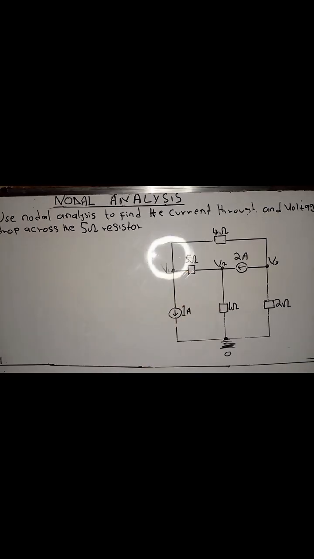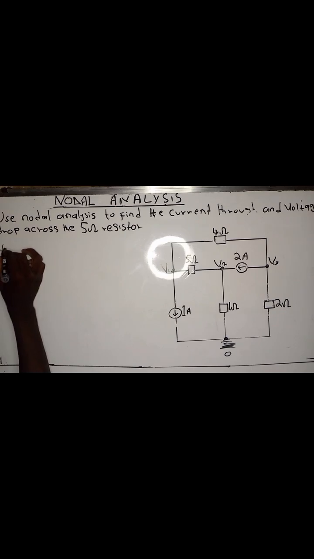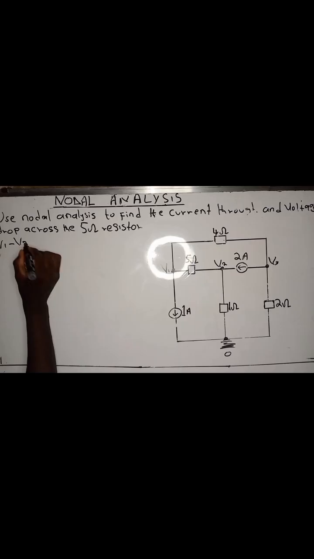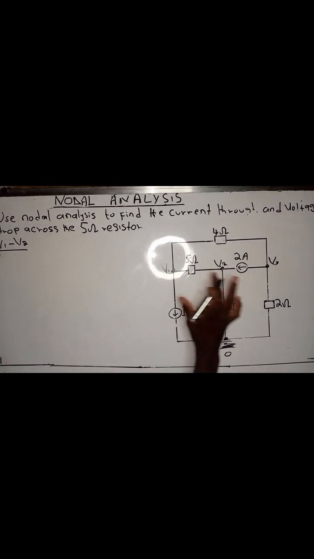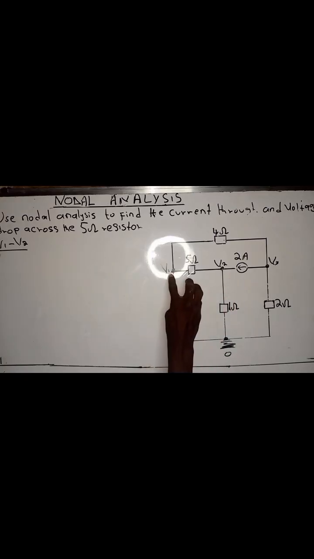In nodal analysis, we have to determine the nodes, node 1 and node 2. From node 1 to node 2, we have V1 and V2. So I have to say V1 minus V2 over the resistance between V1 and V2. The main thing I need you to know is V1 has two directions.